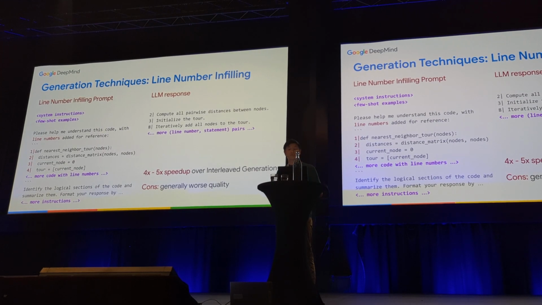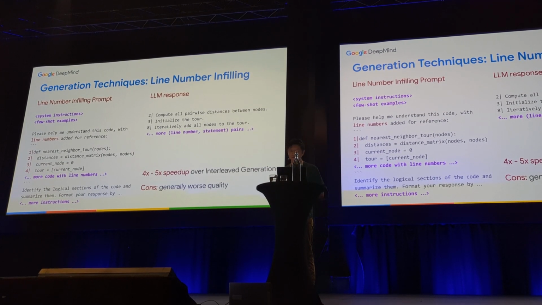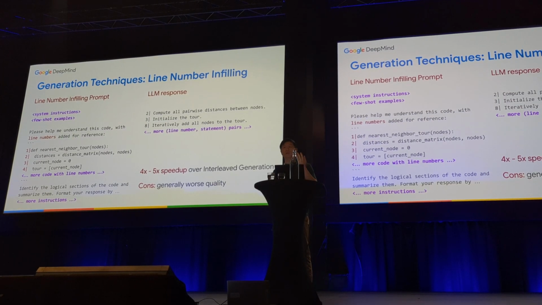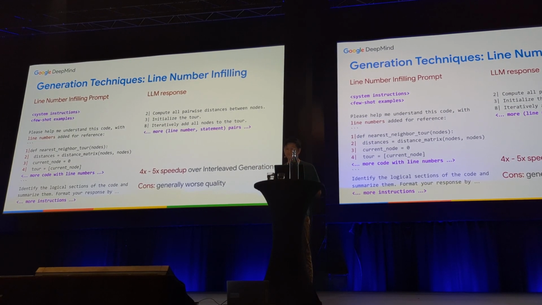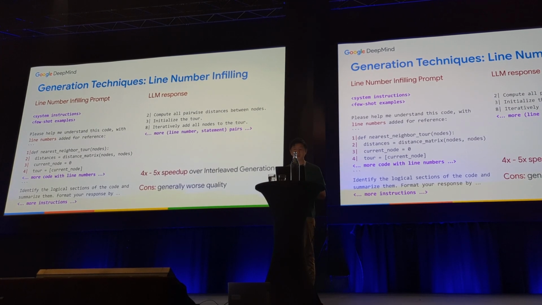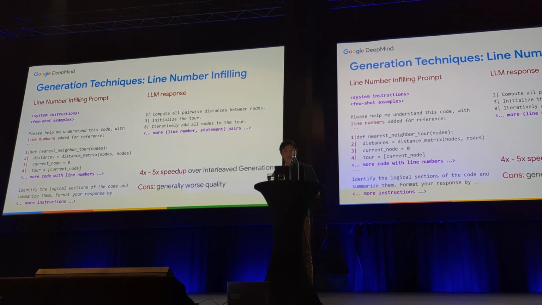In the prompt, we provide the code annotated with line numbers, and we ask for the outline to be formatted as pairs of line number and outline statement. So this is much faster, but we get generally worse quality because the output format is less natural for the LLM.